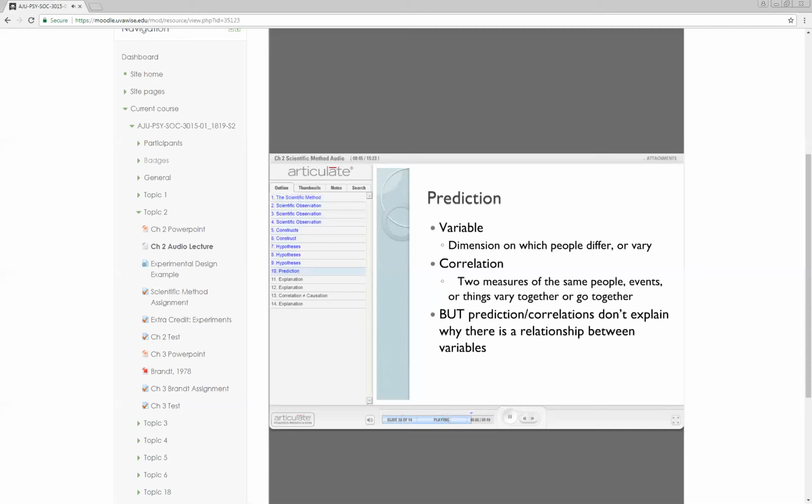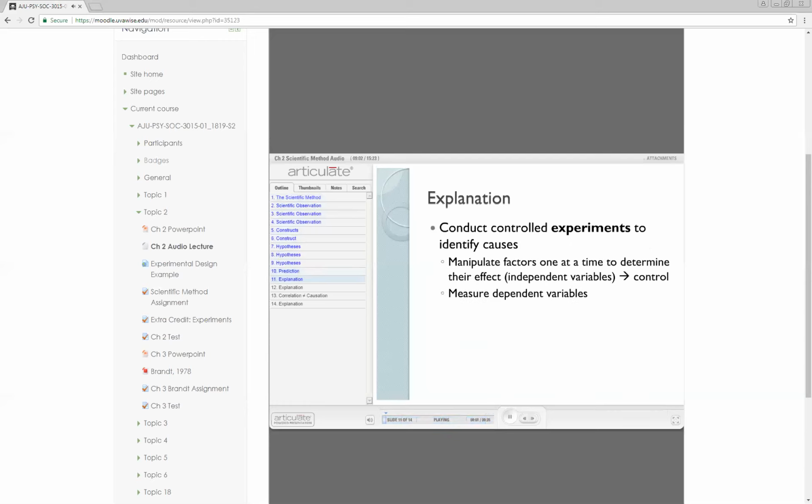So correlation can be really useful in helping us predict how relationships might be, but it's really important to remember that correlations don't explain why there's a relationship between variables. All they do is test whether the two variables are related. This is where the experiments come into play, because experiments help us identify causes of behavior. So with the experiments, we're manipulating one factor, the independent variable, to see how it affects the dependent variable, or the second factor. So that gives us experimental control.